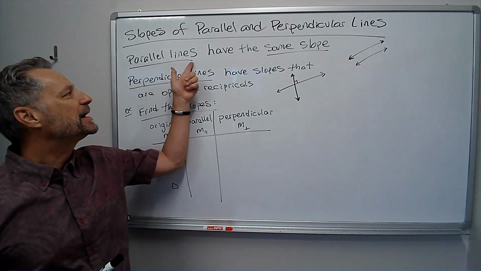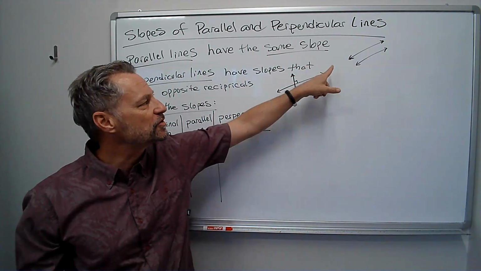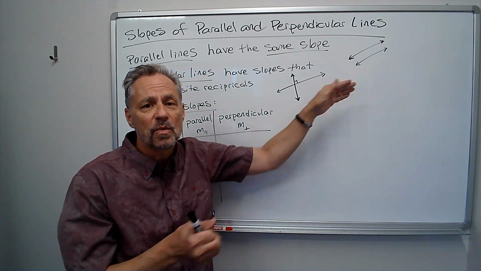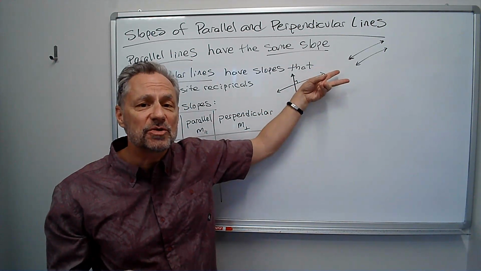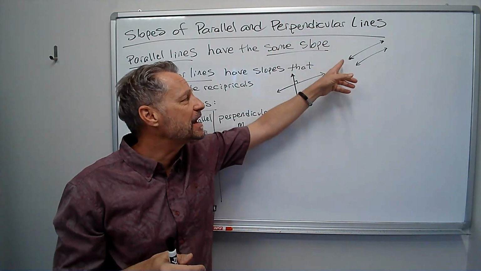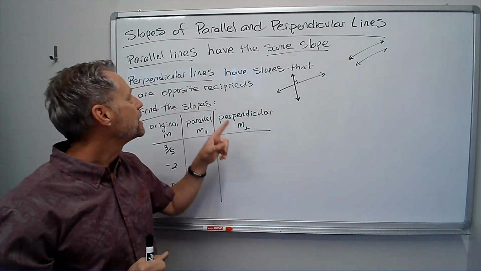So the idea: parallel lines have the same slope. They look something like this, where they're just like railroad tracks, running right next to each other. They can be far apart or not, whatever, but they have the same slope.